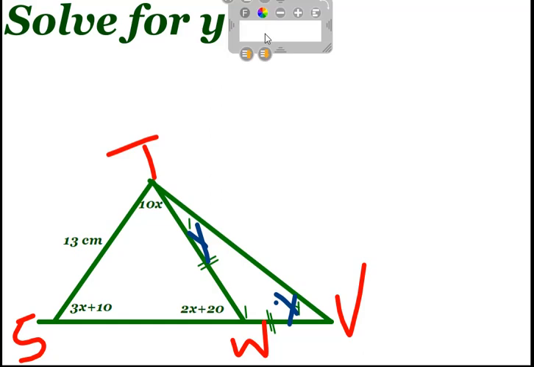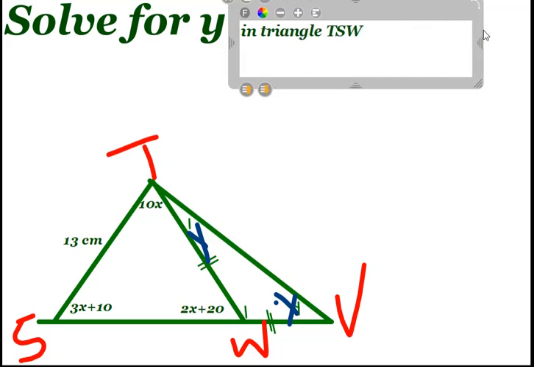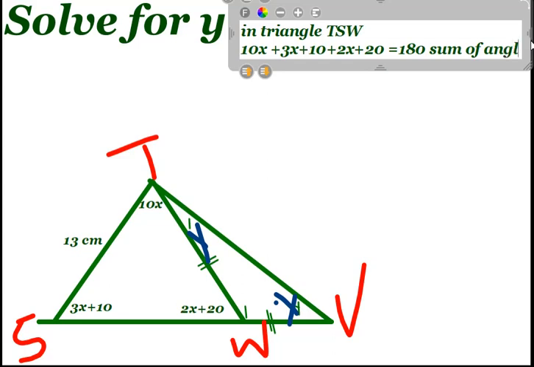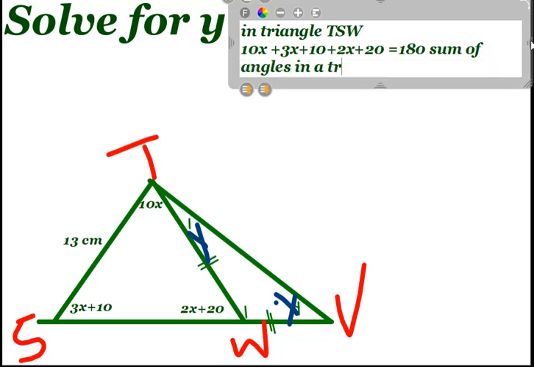And looking at this in triangle TSW, we have that 10x plus 3x plus 10 plus 2x plus 20 is all equal to 180 degrees. Why? Sum of angles in a triangle.